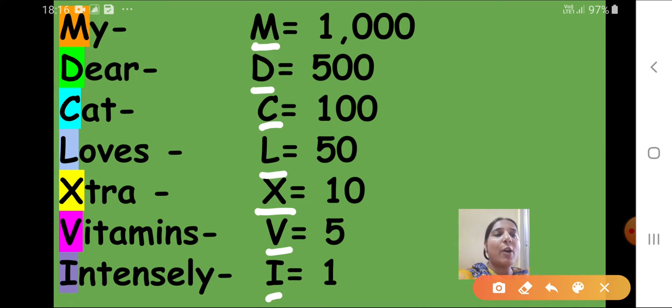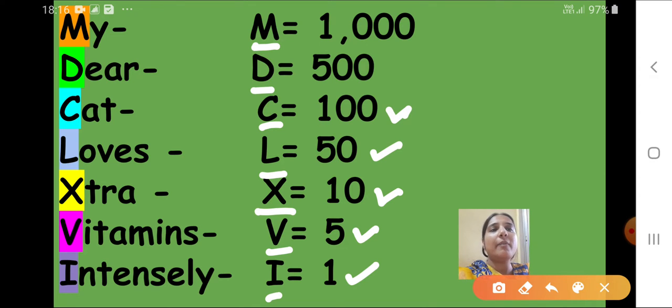Where I stands for 1, V stands for 5, X stands for 10, L stands for 50, C stands for 100, D stands for 500 and M stands for 1000. So there are 7 letters. Each of these letters denotes a different value.